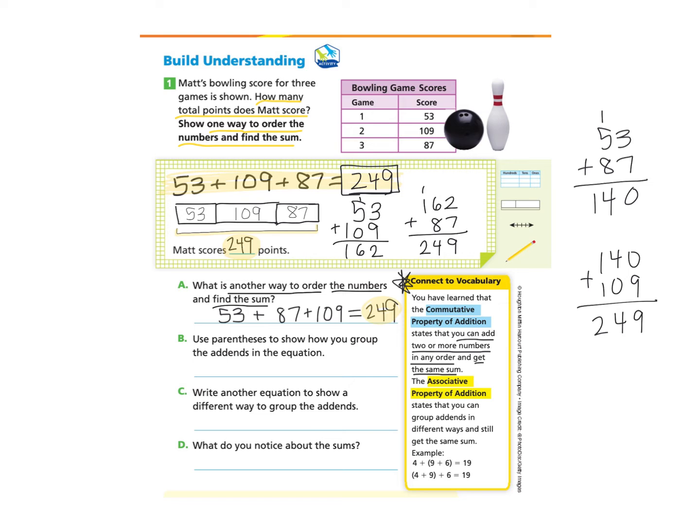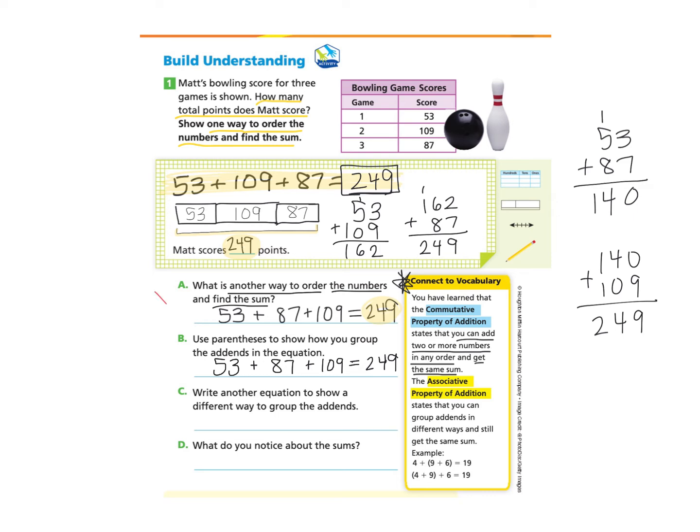Use parentheses to show how you group the addends in the equation. So the first thing I'm going to do is I'm going to write the same addends. 53 plus 87 plus 109 will equal, and then I'll write the sum 249. So this was our addition equation. Now I'm going to add parentheses to show how we group the addends.